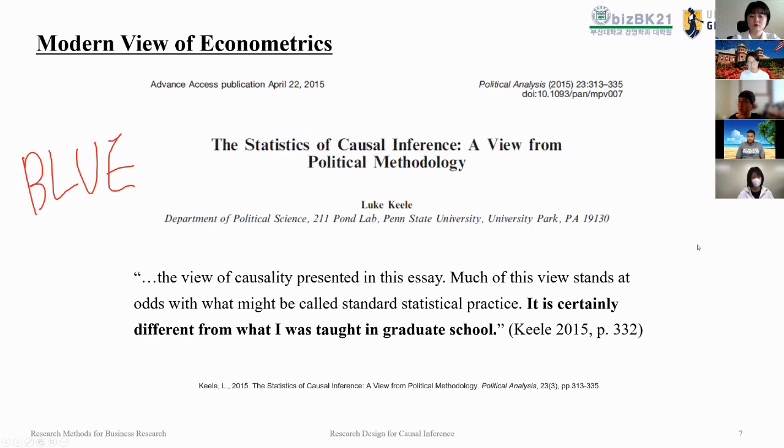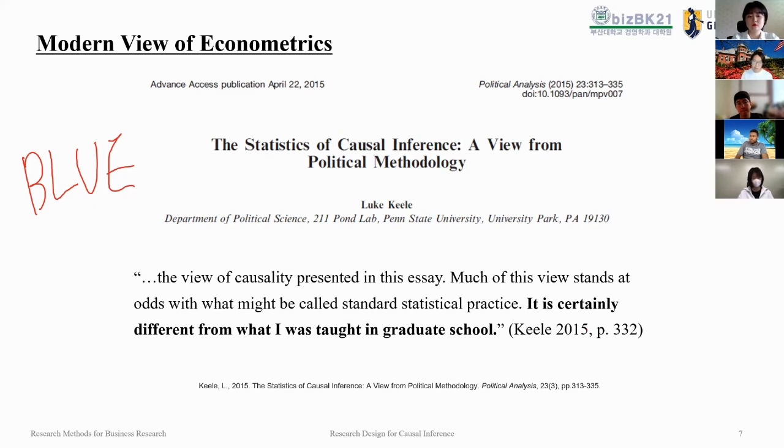Such a modern view of econometrics is certainly different from what I was taught in graduate school. In my graduate course, I also learned about algebra and how to prove BLUE using algebra. But this is not what I do in my own research. This is actually the prevailing opinion among young scholars recently.